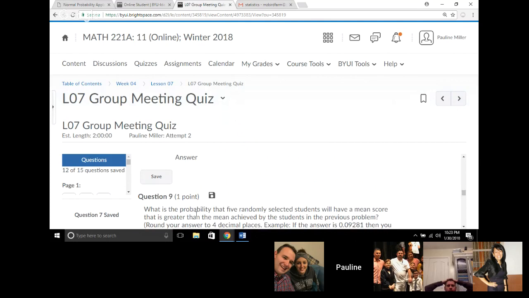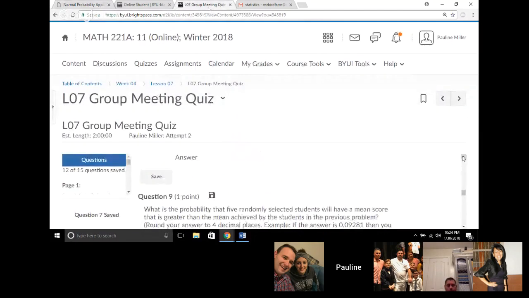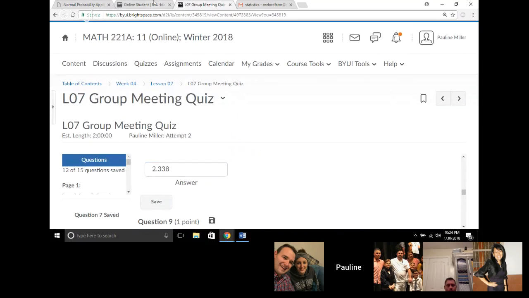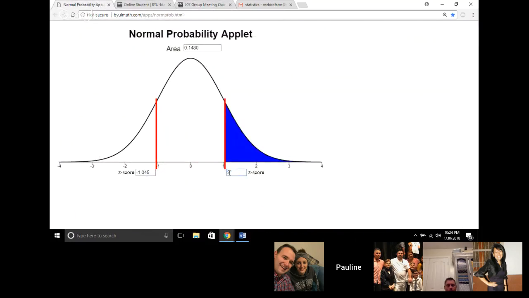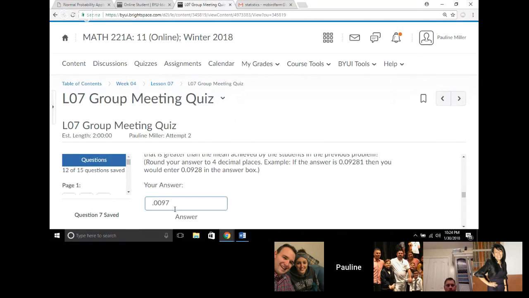And then now they almost always ask us next, what's the probability? So we know we're going to use the app and put in the mean score. And we want selected students to have a mean score that is greater than the mean achieved. We want to know on the probability app what is going to be greater. So that's this one. And the answer to the z-score was 2.338, so we put in 2.338. And it tells us that it's going to be 0.0097. He said to put it in four places, so that's what we're doing there.